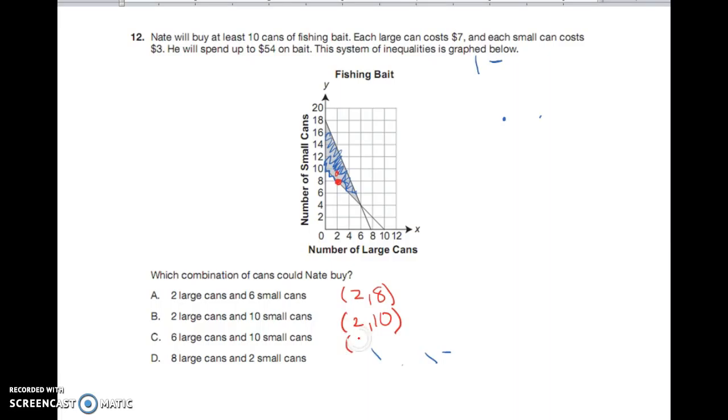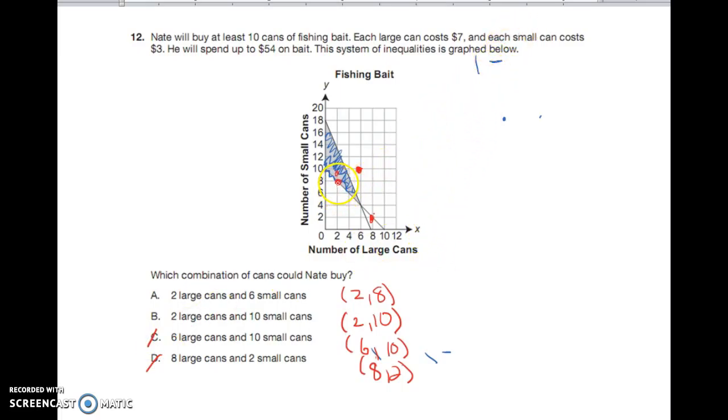And we have 6 large and 10 small cans. Well, 6 large and 10 small cans, that's not in my area, so that's not good. That one is definitely not an answer. And then we have 8 large and 2 small. So 8 large and 2 small, again, is not in my shaded region. So C and D are not correct answers.